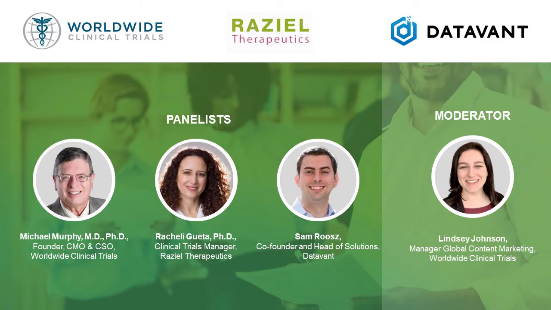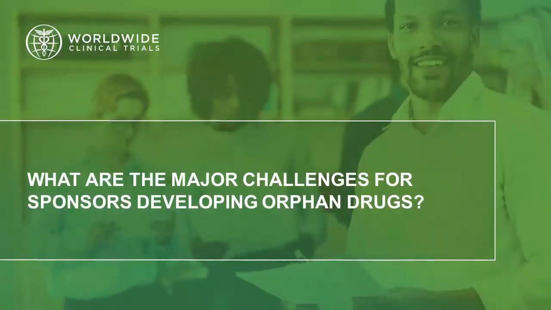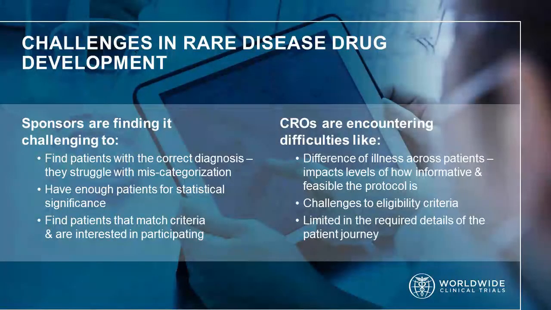Thank you. Welcome, all of you, and we're just going to get right into our first discussion point. What are the major challenges for sponsors developing orphan drugs? For example, is it finding patients with established diagnoses or finding patients who may have a diagnosis that has not yet been correctly formulated? We have difficulties in finding enough patients for our proposed studies. The difficulty is in the number of patients required in order to achieve statistically significant results, but also there is a challenge in finding patients with correct diagnosis.